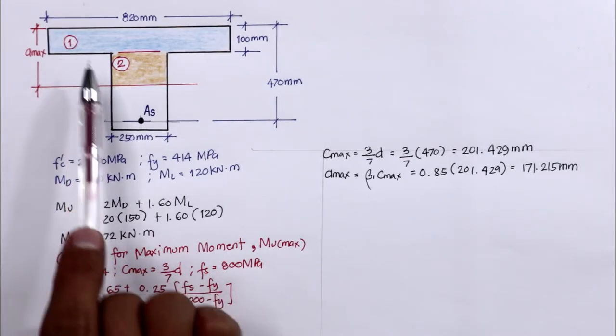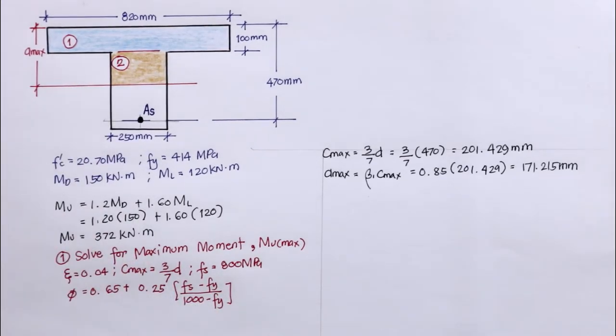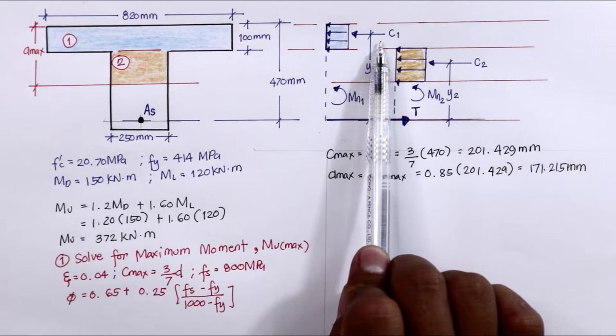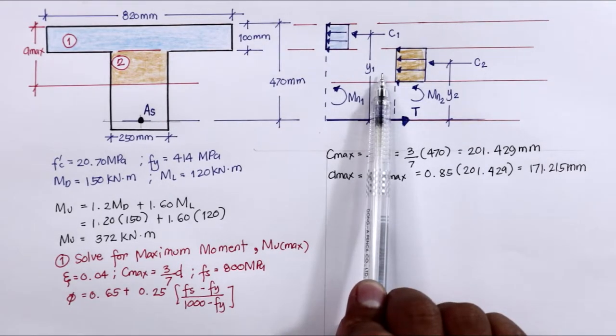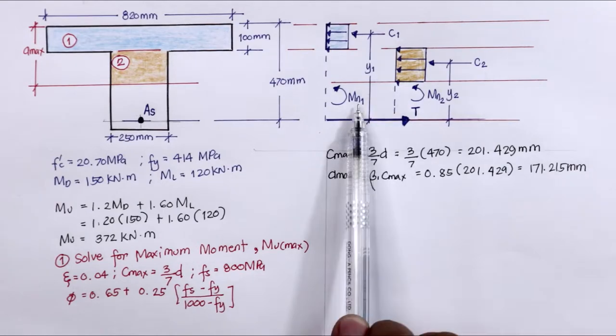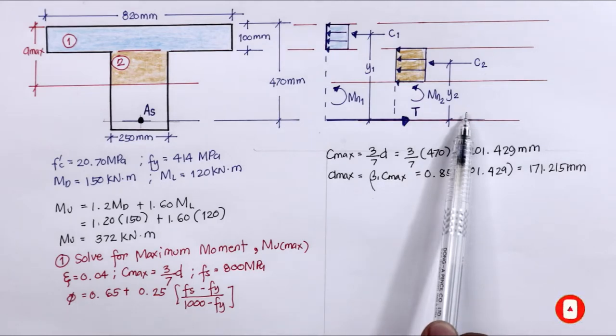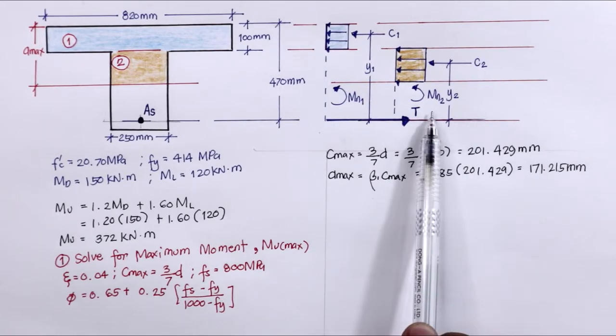Hatiin natin sa area 1 at area 2 yung part ng T-beam na under compression. Idrinawin ko lang yung stress diagram ng T-beam which is ginawa na natin sa mga naunang problem. C1 is the compressive force at area 1. Y1 is the distance from C1 hanggang sa centroid ng steel bars. At kapag minoment natin yung C1 sa axis ng T, ang moment na maproproduce ay Mn1. C2 is the compressive force at area 2. And Y2 is the distance from C2 hanggang sa centroid ng steel bars. At kapag minoment natin yung C2 sa axis ng T, ang moment na maproproduce ay Mn2.